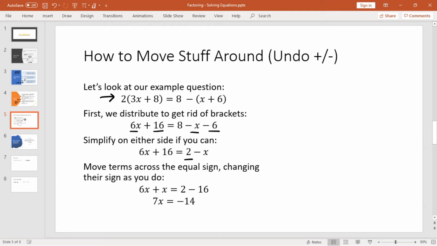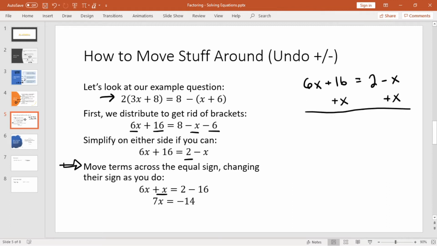All right. Now here's the part that I want to get into a little more detail on. Move terms across the equal sign, changing their sign as you do. You'll notice that the x was on the right side, and it's now on the left side, and it's positive. The idea behind that goes back to that I can do anything I want as long as I do it to both sides of the equation. So I want the x to go over to the left side. It's a negative, so I undo that minus x by adding x, and I must do it to both sides of the equation.